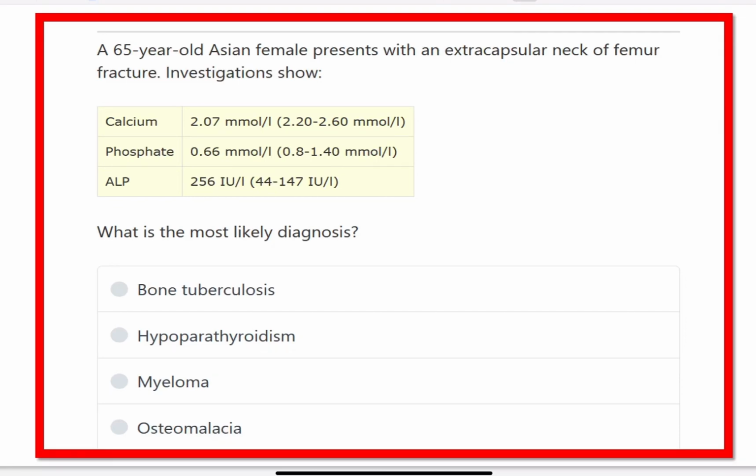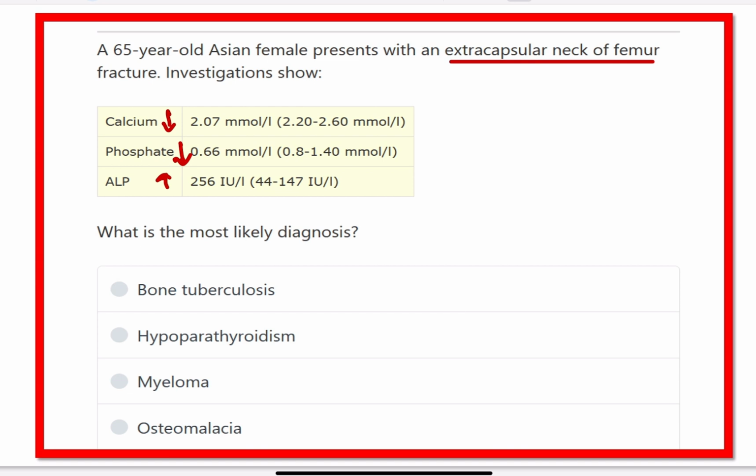A 65-year-old Asian female presents with an extracapsular neck of the femur fracture, and investigation shows calcium level 2.07, which is reduced, phosphate level 0.66, which is reduced, and alkaline phosphatase 2.256, which is increased. So what is the most likely diagnosis?